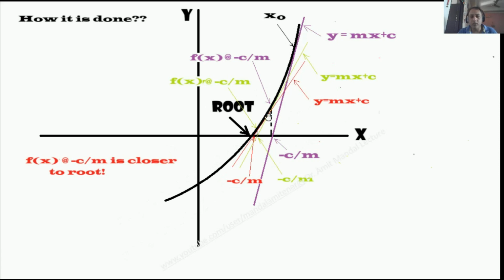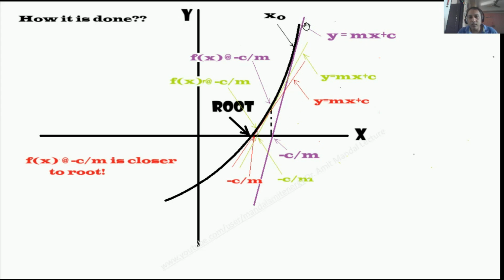Suppose this is our function, and this is the graph of the function. We will choose an arbitrary point on this curve, say x naught. This is the point where x is x naught, and over there we will develop a tangent. We know that a tangent is a straight line, y equals mx plus c. How can m be found? That is the slope of this line, which will be the differentiation of y with respect to x. This purple line is the tangent.